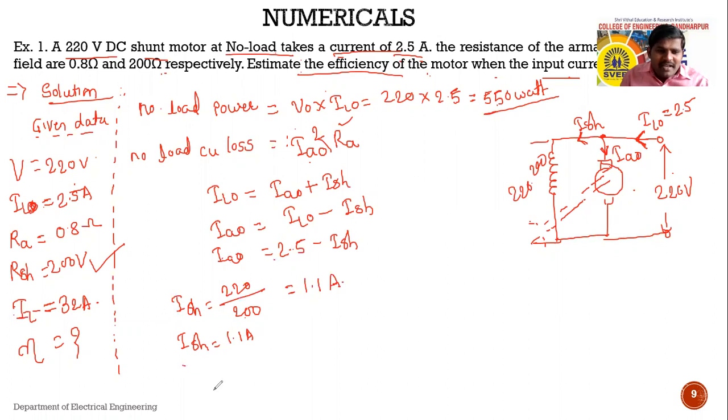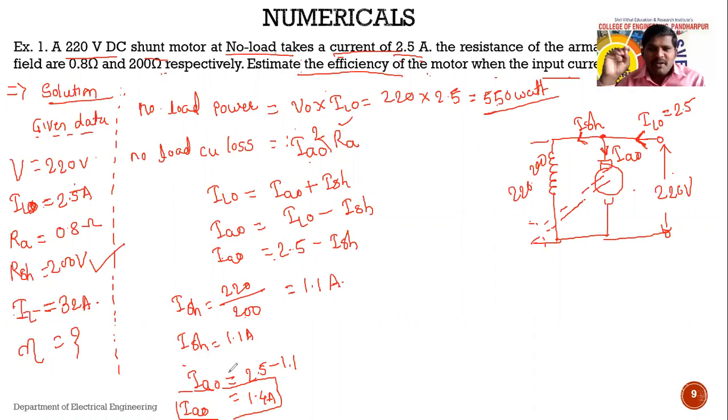Use this value and calculate the value of Ia0. So Ia0 is equal to 2.5 minus 1.1. किती आहे ती value? 1.4. 1.4 ampere. That is the no load current, that is the no load armature current taken by the motor. It is equal to 1.4. Now you people know the value of Ia0. According to this, we are able to calculate the copper losses. याच्यावरून आपण copper losses calculate करू शकतो.